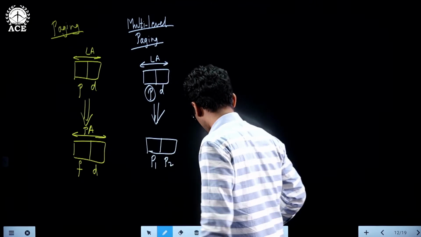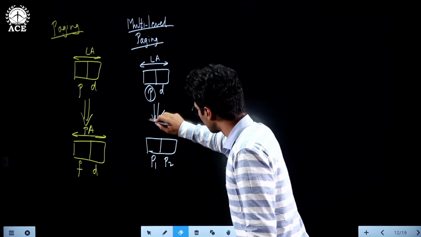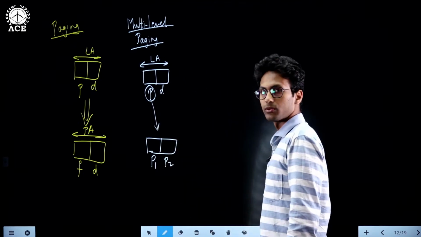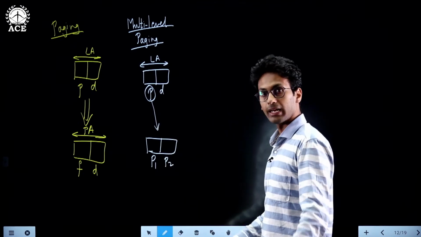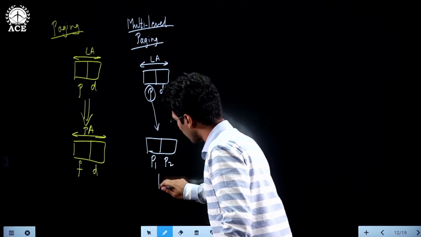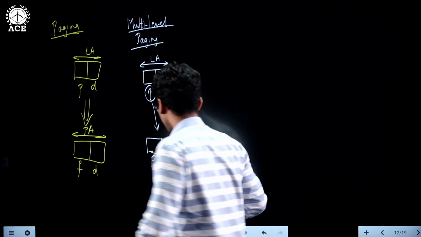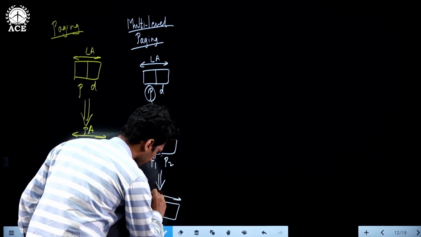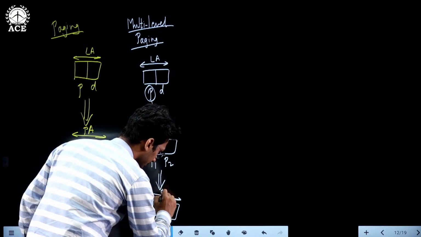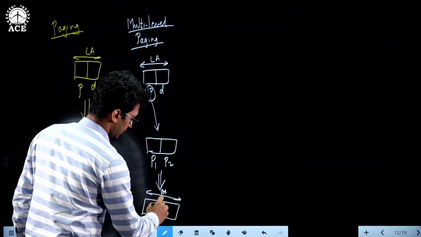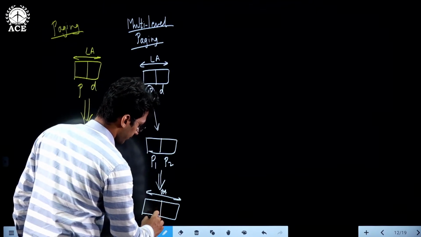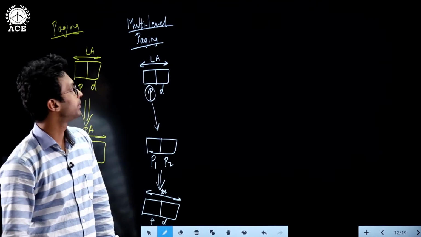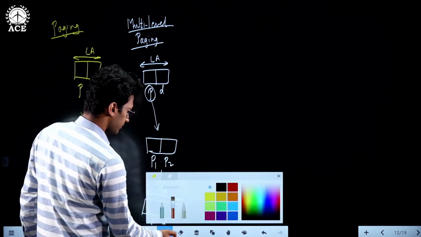This P will get split into P1 and P2. From this you will get F. Once you get F, what will you get? This D is same. You will get that physical address. If you observe this, F and D. Done. This is how multi-level paging will work. Next one.